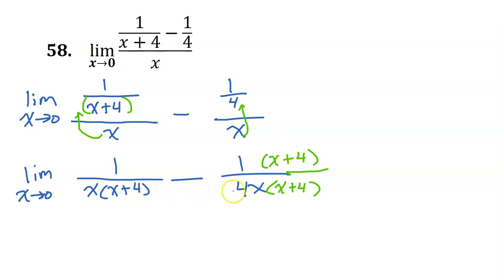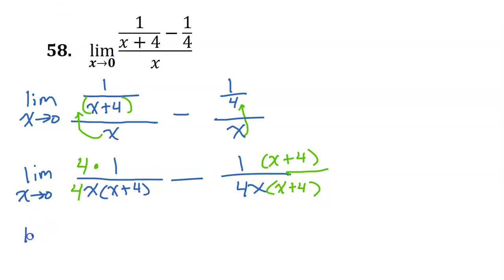So these denominators are looking pretty similar. They both have x, they both have x plus 4. However, the denominator on the right has a 4 in front. The denominator on the left doesn't. So I'm going to go ahead and put a 4 here. And again, that will only be allowed if I also multiply the numerator by 4. Now we have like denominators, so we can go ahead and combine these into one big fraction.